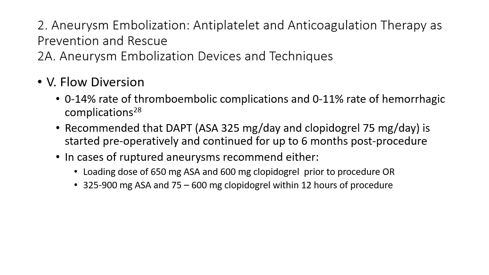Dual antiplatelet therapy, consisting of aspirin 325 milligrams per day and clopidogrel 75 milligrams per day, is started before the procedure and is continued up to 6 months post-procedure. For a case of a ruptured aneurysm, dual antiplatelet therapy can be started either within 12 hours with a load of aspirin and Plavix, or more immediately with a larger load as displayed here.